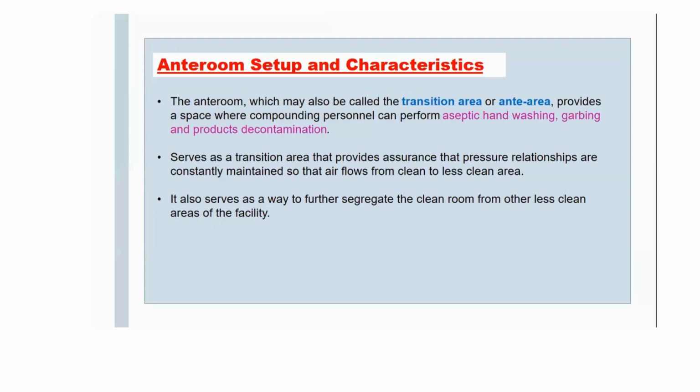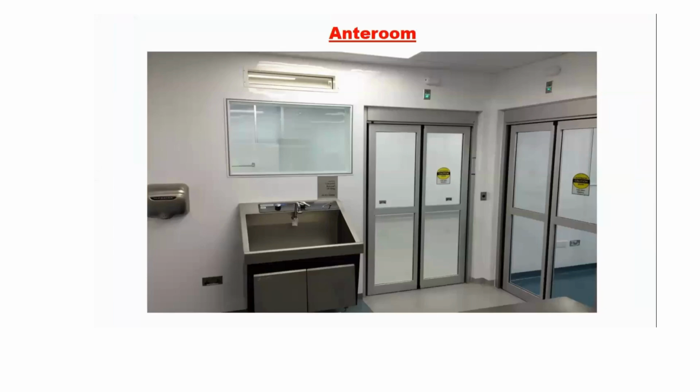Let's give an overview about the ante-room setup and characteristics. The ante-room, which is also called transition area or ante-area, provides a space where compounding personnel can perform aseptic hand washing, garbing, and product decontamination. It serves as a transition area that provides assurance that pressure relationships are constantly maintained so that air flows from clean to less clean area. It also serves as a way to further segregate the clean room from other less clean areas of the facility. As we can see together, this is an example of an ante-room that contains a sink for hand washing and adequate space for garbing and product decontamination.